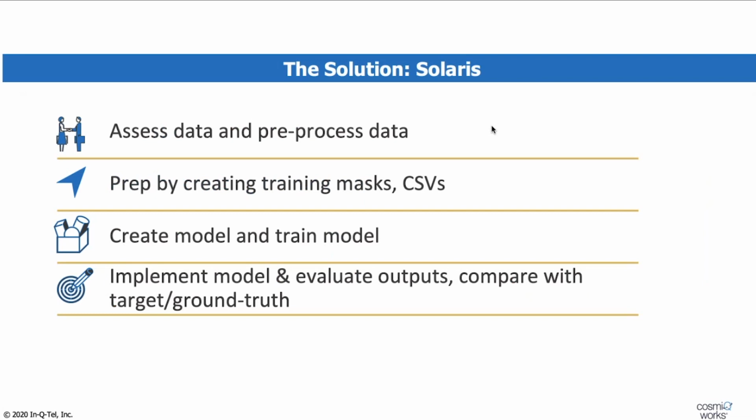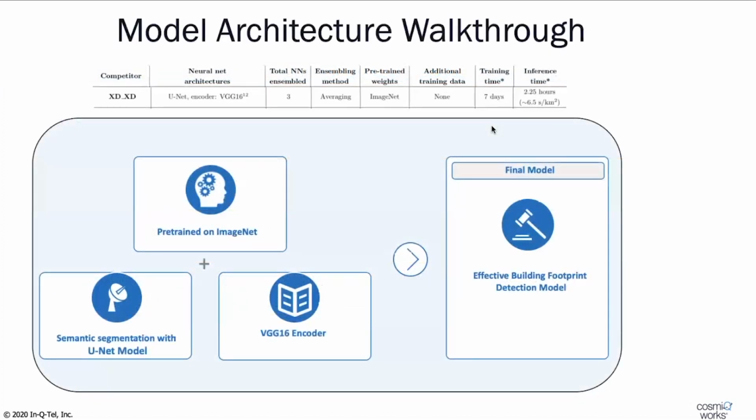So what's the solution for this problem? Solaris. We'll go about solving this problem in 4 main ways. First, we'll assess the data and pre-process the data. Then we'll prep by creating training masks and CSVs. And then we'll create the model and train our model. And finally, we'll implement our model and evaluate the outputs and compare them with our target or ground truth, our answers, basically. So let's walk through the model architecture that we'll be implementing. We'll be using a top competitor, XDXD's model.